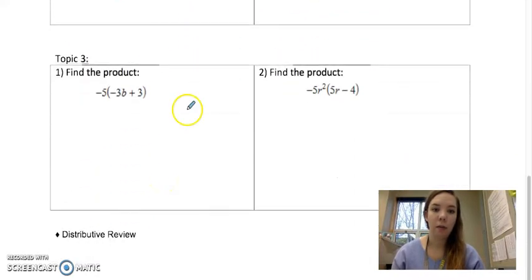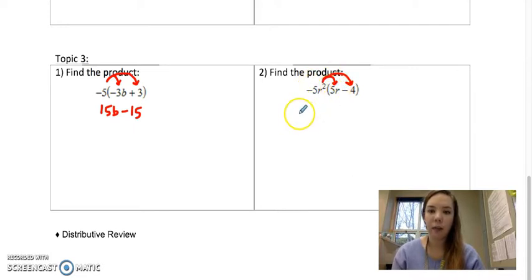All right, some distributive property here. I'm going to draw in my arrows, which remind me to multiply both pieces inside my parentheses. So this would be positive 15b minus 15. Okay, same thing here, except now I have some exponents going on. So negative 5 times 5 is negative 25. R squared times r is r cubed. You can add your exponents. 2 plus 1 is 3 total. Then here I'd have a plus 20r squared.